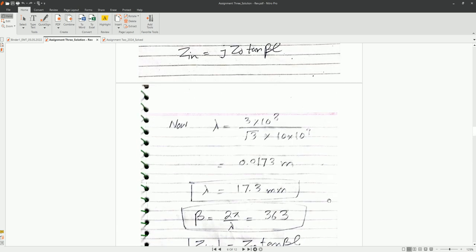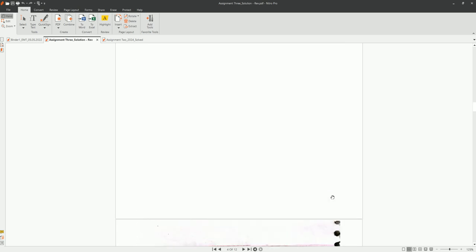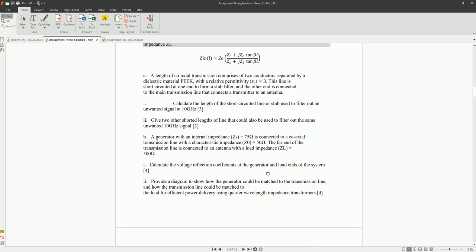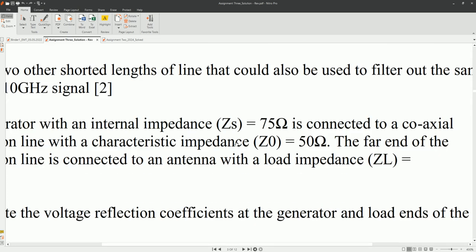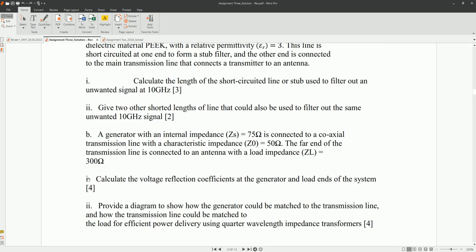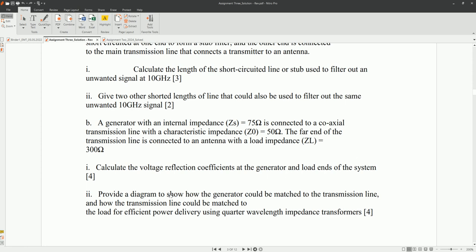Now we will come to the B part. What is the B part here? B part is a generator with an internal impedance connected to a coaxial transmission line with characteristic impedance 50, and the far end is connected with the load impedance 300. Calculate the voltage reflection coefficients at generator and load. We calculated this in the previous video. Provide a diagram to show how the generator could be matched to the transmission line.